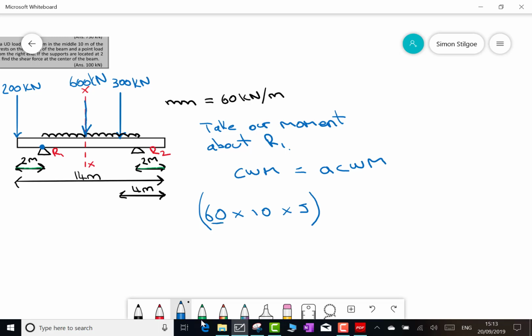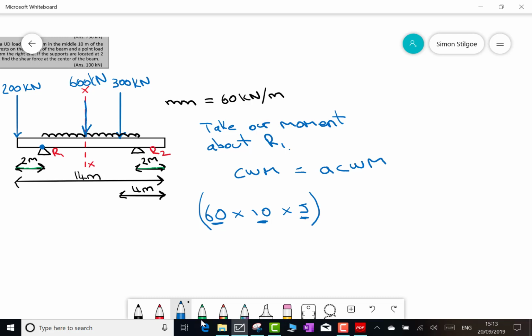We've got our 60 here because it's 60 kilonewtons per metre. My 10 is because the uniformly distributed load is over 10 metres of my beam. And then the 5 in this is because the centre of that uniformly distributed section is 5 metres from R1. And remembering, when calculating moments, we always have to go back to the fulcrum. So that's my first load to the right of R1 going clockwise.